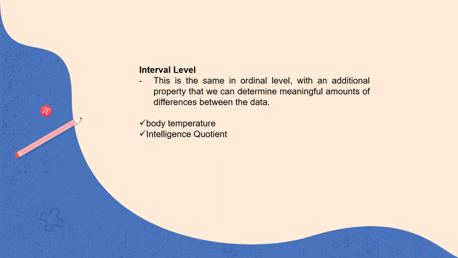And for the interval level, this is the same as the ordinal level, with an additional property that we can determine meaningful amounts of differences between the data. For example, the body temperature and the intelligence quotient.